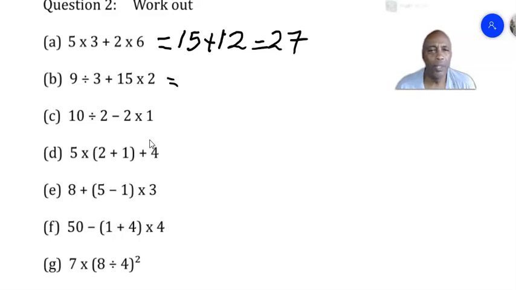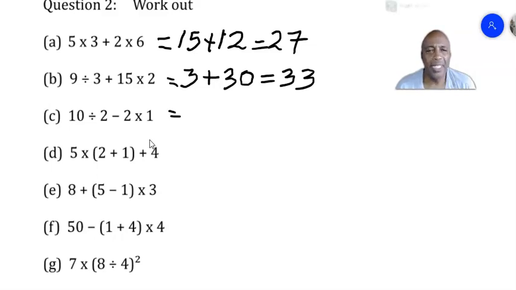Let's look at part B. We have 9 divided by 3 plus 15 times 2. So we know division and multiplication is done before addition, but we divide first because it is first in the sequence. So 9 divided by 3 is 3. We have the plus sign, and 15 times 2 is 30. And 30 plus 3 is 33.